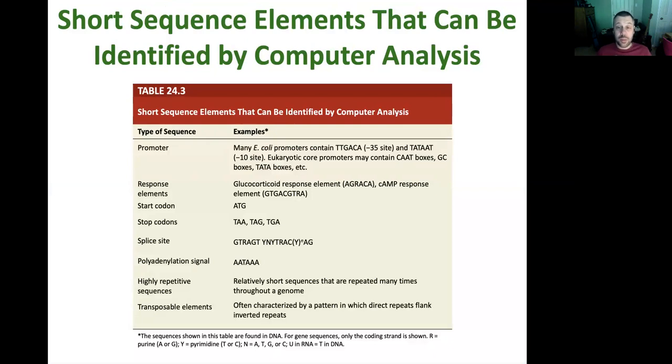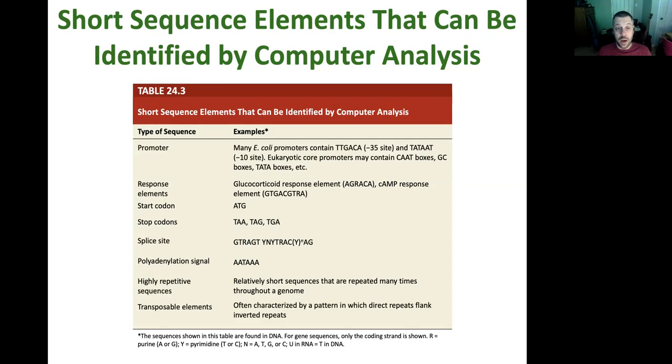You can just translate a piece of DNA. You can also plug in much longer pieces of DNA, for example. You can do a whole genome. And there are plenty of short sequence elements that a computer program can figure out where they are. So you can look for things like promoters, for example.